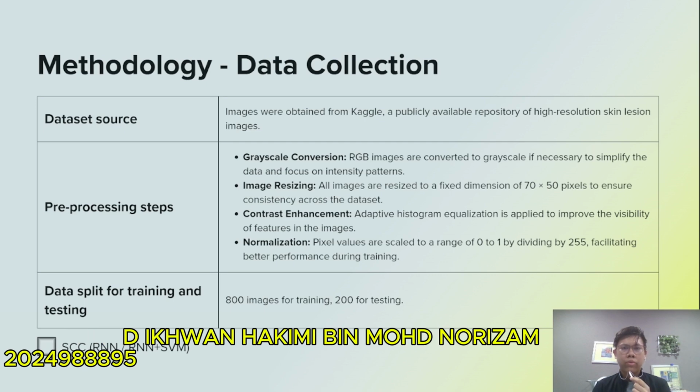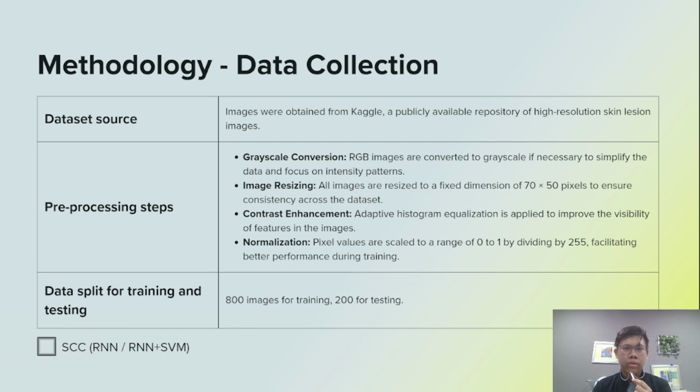So here you can see that there are three parts that we have split. The first is the dataset source. For the dataset, we obtained the images from Kaggle, a publicly available repository of high resolution skin lesion images. We use these images to do our training and testing, and that's all of the images that we gained from there.